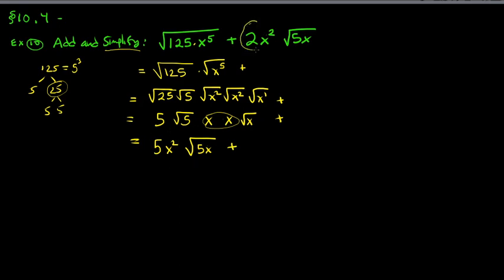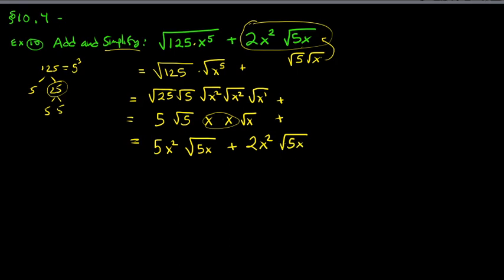So now we can go back to the second term here. And how do we simplify this? So the 2x squared is outside the radical, so that's good. What do we do with the square root of 5x? Well, we could split them up, but the exponents are 1s, and 1 is less than 2, and so they're simplified. So just combine them again and leave it as 2x squared times the square root of 5x.